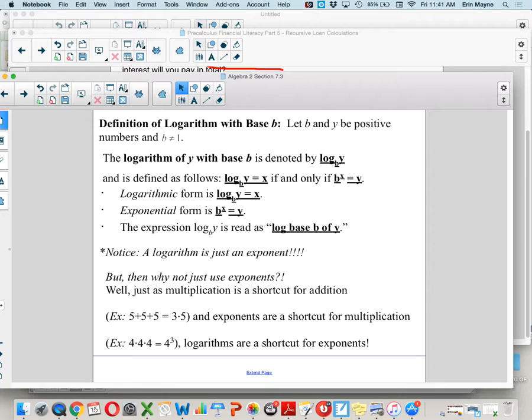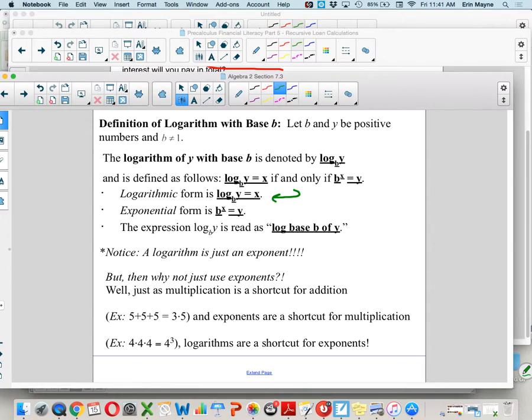Now, a couple things. We refer to these as two different forms. One is called logarithmic form, where you can see log base b of y equals x. Exponential form takes that logarithm, takes those equivalent statements, and rewrites it: b to the x equals y.